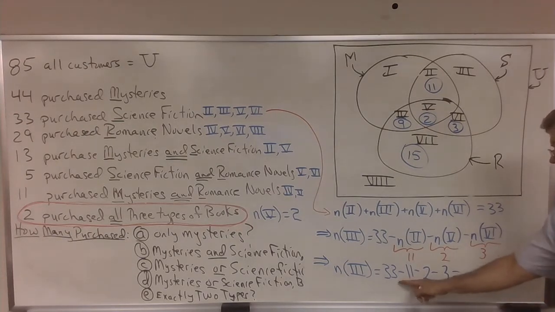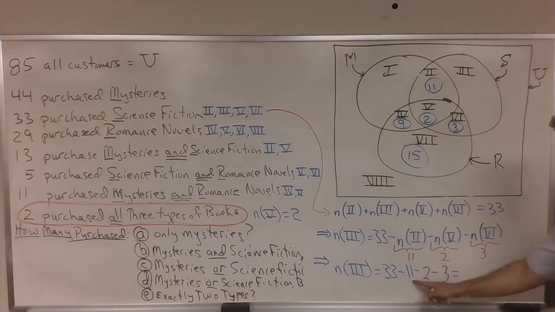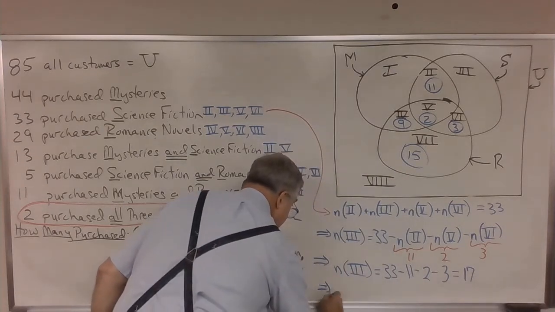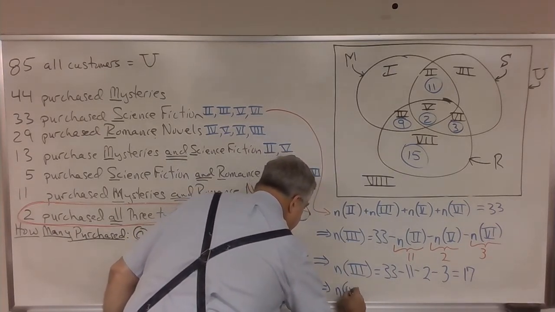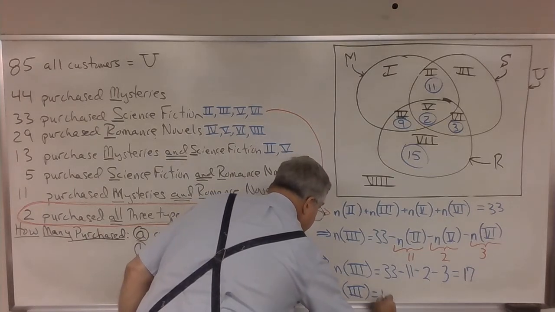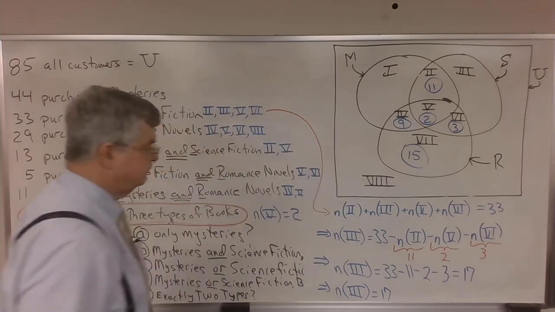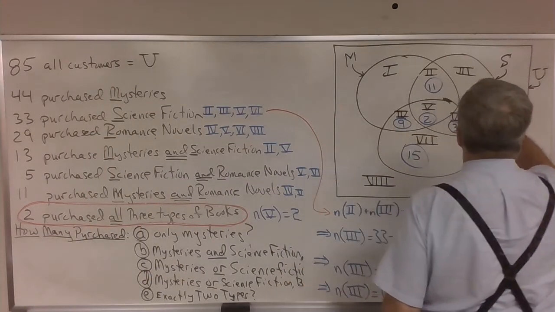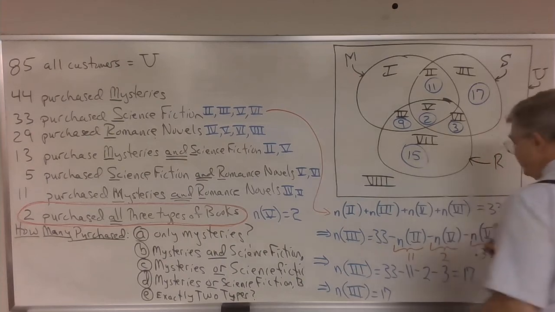So let's see, 33 minus 11 is 22. Minus 2 is 20. Minus 3 is 17. Okay, 22, 20, 17. Okay. So, number of people in region 3 equals 17. So we'll put 17 people in region 3.